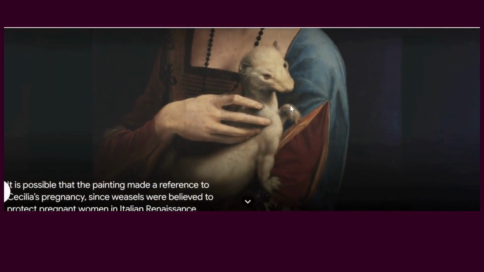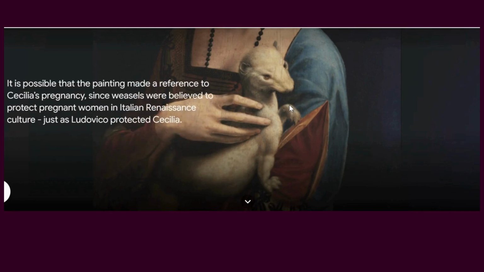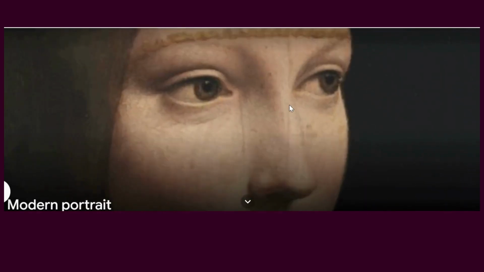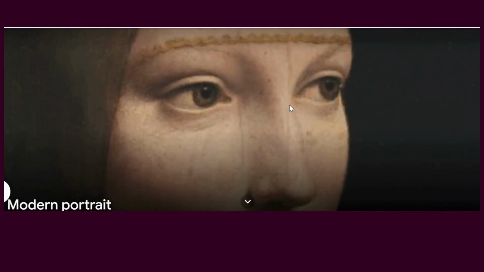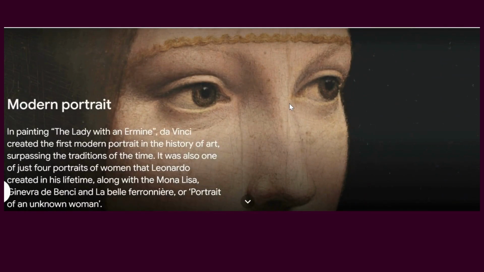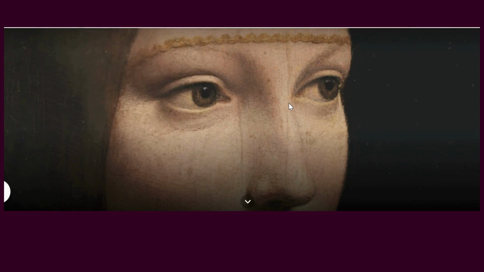It is possible that the painting made a reference to Cecilia's pregnancy, since weasels were believed to protect pregnant women in Italian Renaissance culture, just as Lodovico protected Cecilia. Modern portrait. In painting the Lady with an Ermine, Da Vinci created the first modern portrait in the history of art, surpassing the traditions of the time.